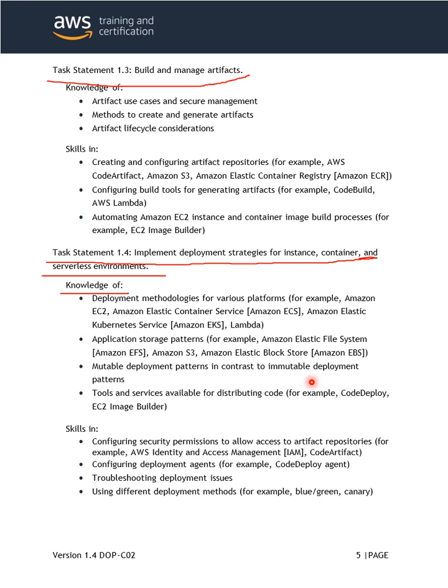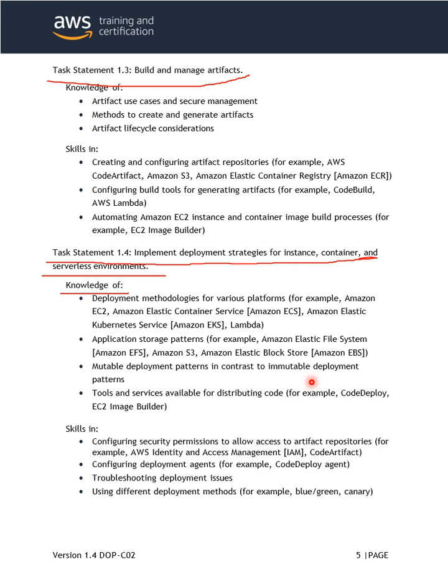The 1.3, that is build and manage artifacts. But also the candidate should understand creating and configuring artifacts repository. So we have AWS CodeArtifact. How we manage the artifacts. So how we store the artifacts. From a storage perspective, we use CodeArtifact, imagine S3.